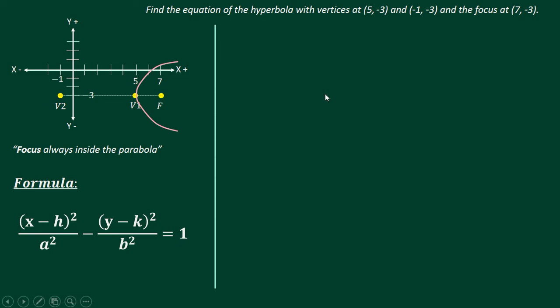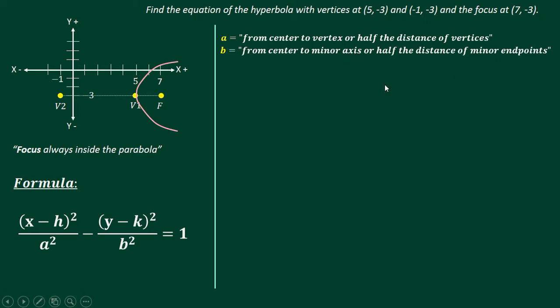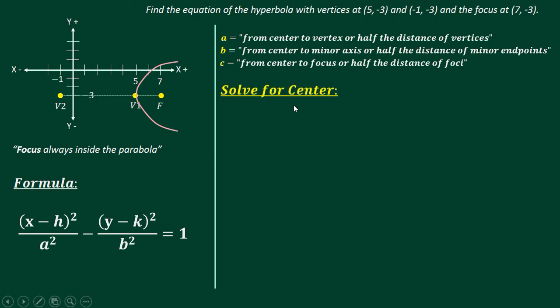But these are the things to remember for the hyperbola. a is from center to vertex, b is from center to minor axis, and c is from center to the focus. Now, since we have been given the coordinates of the vertices, we can find the center of the hyperbola by solving the midpoint of the vertices, using the midpoint formula: (x₁ + x₂)/2, (y₁ + y₂)/2. You just have to substitute these values into this formula.